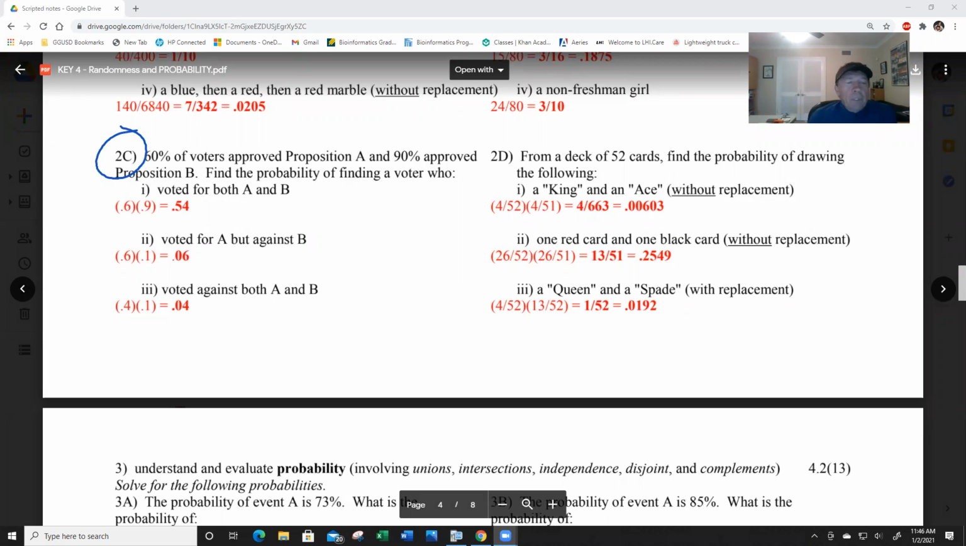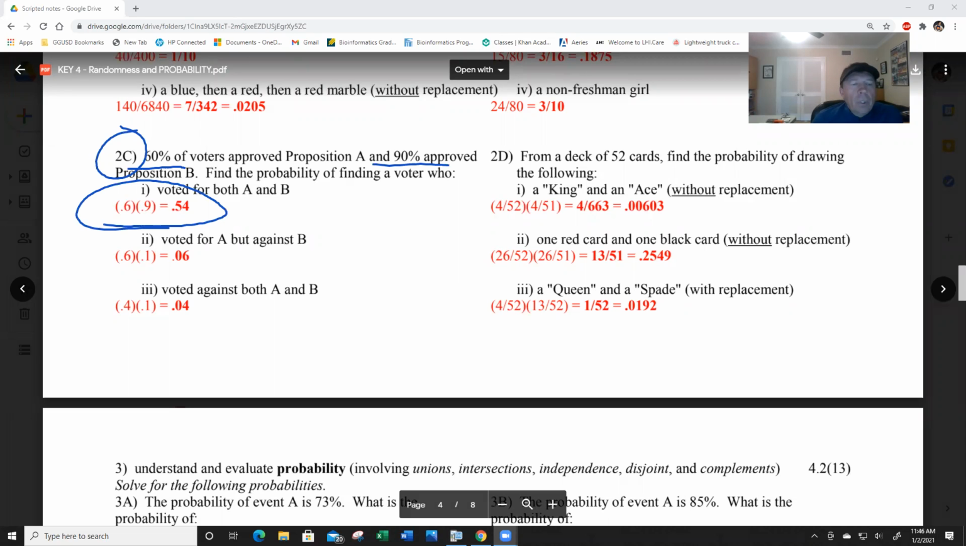All right, 2C. 60% of voters approved Proposition A and 90% approved Prop B. Find the probability of a voter who voted for both A and B. Okay, and let's say they're independent, voted for both A and B. So 0.6 times 0.9 is 0.54.